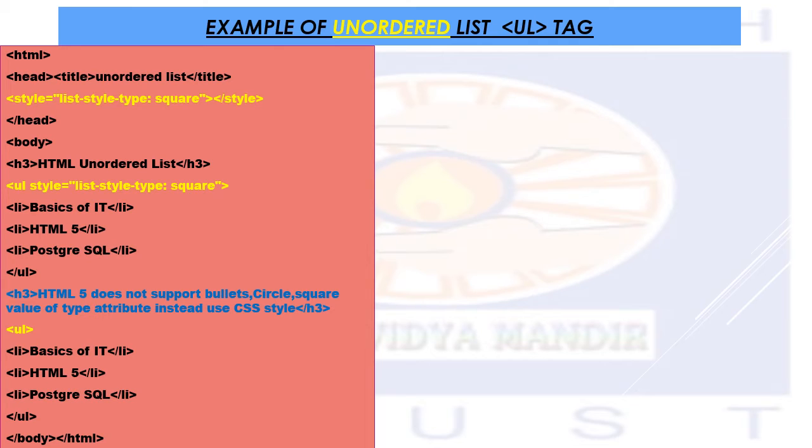See here, HTML5 does not support bullets, circle, square as values of the type attribute. Instead, use the CSS type. This means that directly UL type equal to disk, or UL type equal to circle, or UL type equal to square, if you give it, it will not support. That is what is written in this blue color line. Then open the UL tag. You can see here the listing is given. See, this is by default, right? Understood? This UL tag which we have opened means by default if I use UL, it will only take the dots. It will not take anything: no square, no circle, no disk.